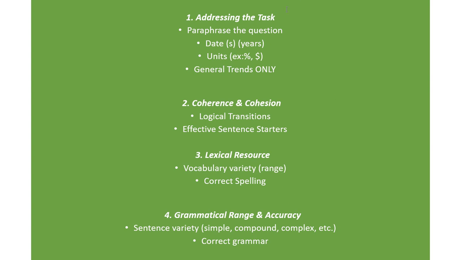So this is the checklist for task 1, academic, not general. General is different. I'm going to have another course on that one. So this is the checklist. It follows the rubric. So make sure that you have this kind of in your head, because on the exam you can't take anything with you. So make sure you have this in your head. That way you're kind of going through it, and you know exactly what you have to write to get the maximum band.